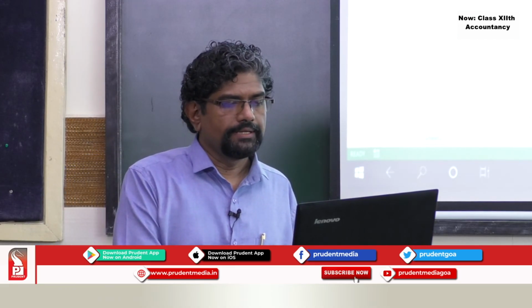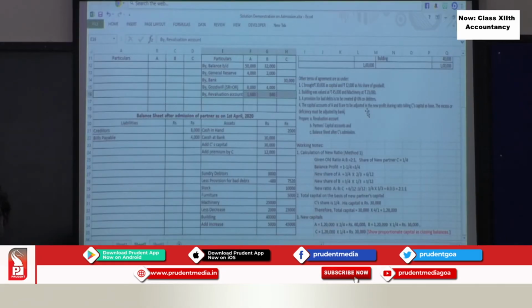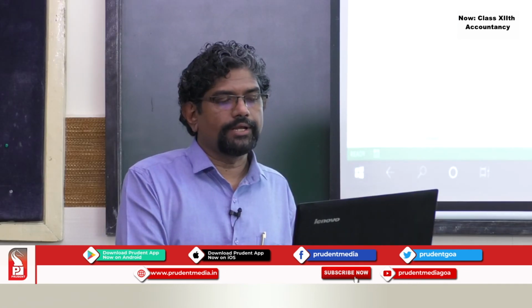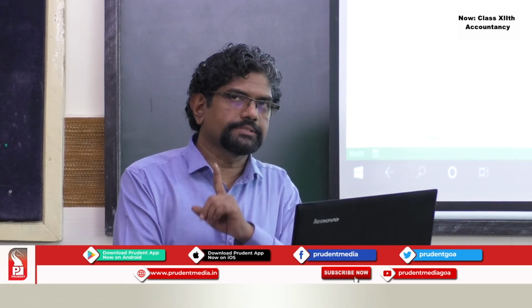It is given the capitals of A and B are to be adjusted in the new profit sharing ratio, taking C's capital as the base. Excess or deficiency must be adjusted by bank account. So this is the adjustment of proportionate capitals. You have learned that there are three steps. Step 1, finding the new profit and loss sharing ratio. So we will calculate the new profit and loss sharing ratio using method 1.